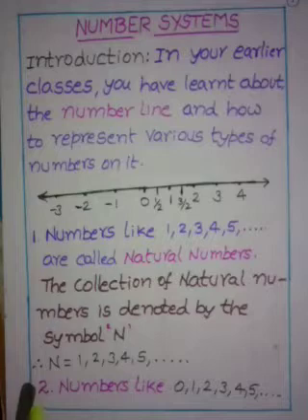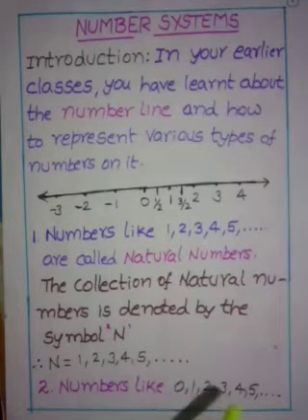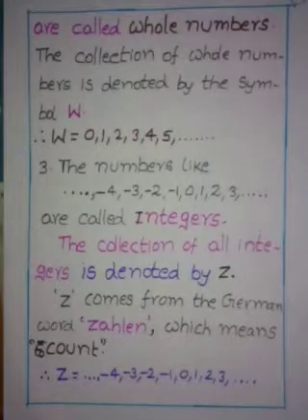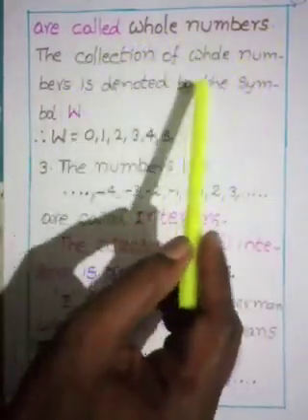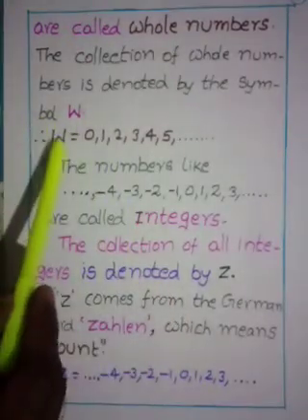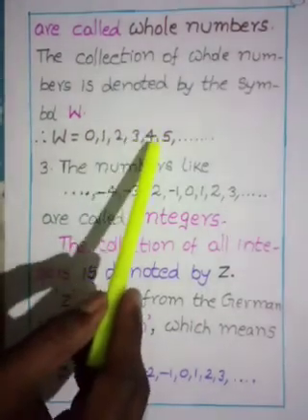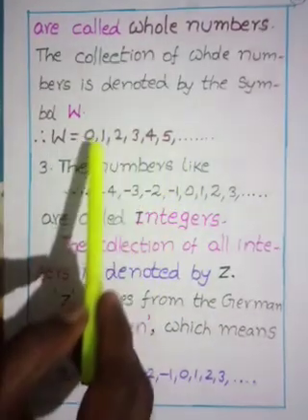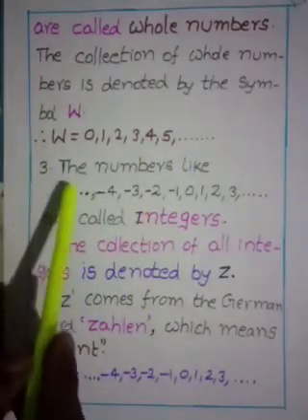Now come to the second system of numbers. Numbers like 0, 1, 2, 3, 4, 5 and so on are called whole numbers. The collection of whole numbers is denoted by the symbol W. Therefore, W is equal to 0, 1, 2, 3, 4, 5, and so on. Okay, my children, this is the second kind of number system. Now, the next kind of number system.